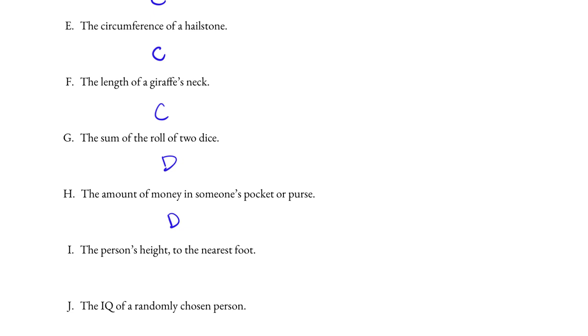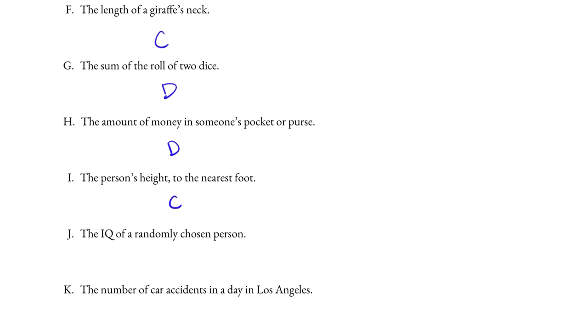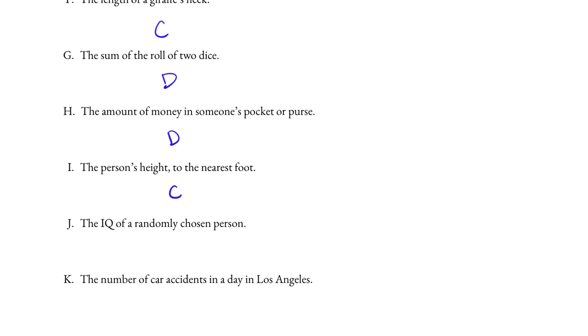The person's height to the nearest foot. This is something that we measure, so it is continuous. The IQ of a randomly chosen person. Now the IQ scores, yes, can be listed in order. However, there are so many IQ scores, so many numbers, that it is convenient to treat it as continuous. There is an interval of IQ.